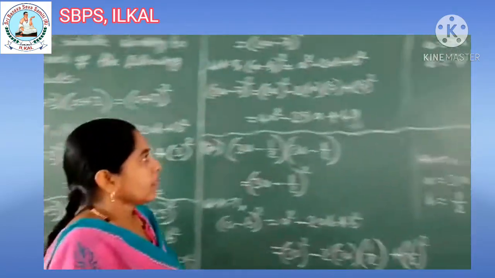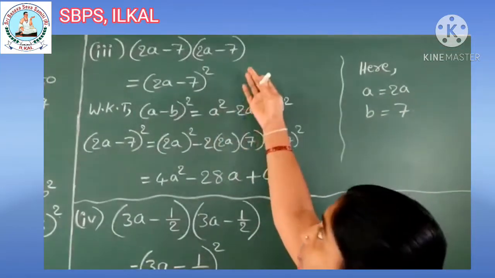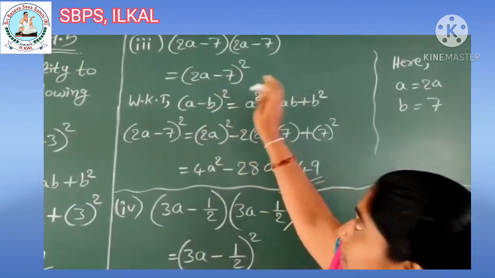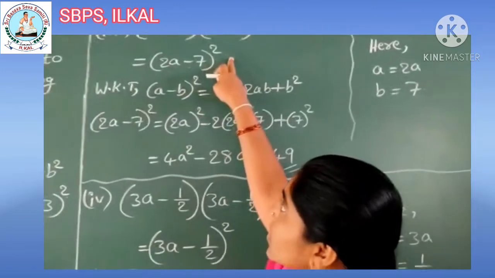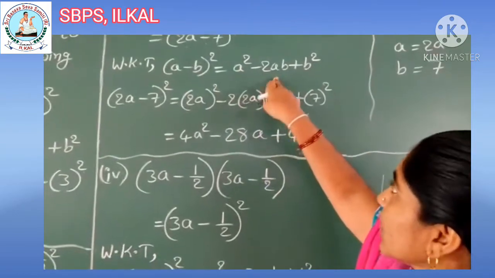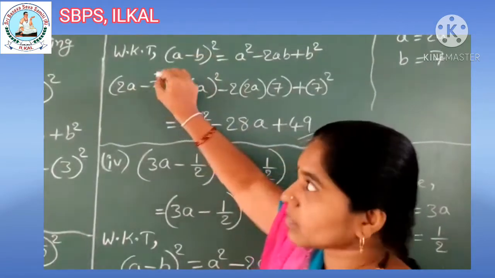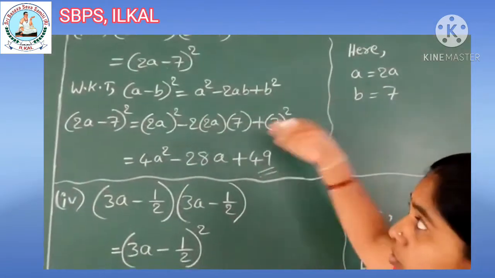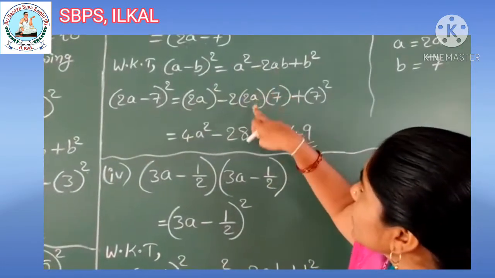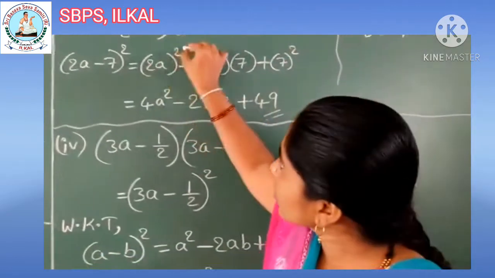Next one. 2a minus 7 into 2a minus 7. It is in the form of the second identity. We can write it as 2a minus 7 whole square. We know that a minus b whole square is equal to a square minus 2ab plus b square. Here a means 2a, b means 7. Separately you can write, it will be easy to substitute. A means 2a whole square minus 2, a means 2a, b means 7, and plus b means 7 whole square. Now you can multiply.